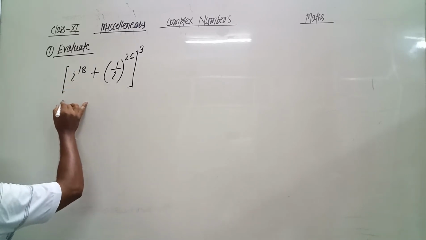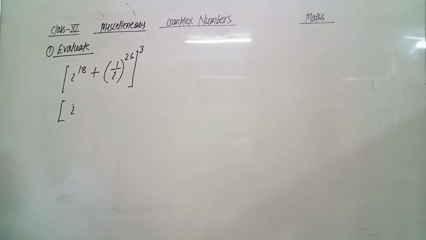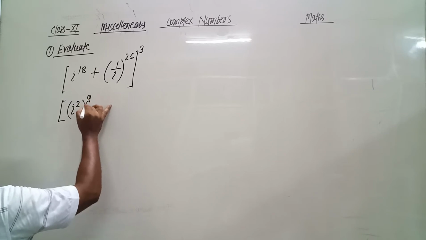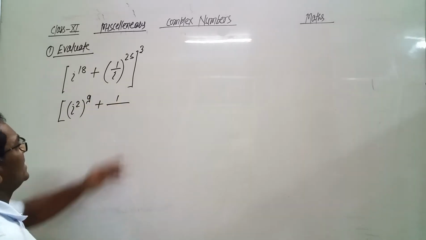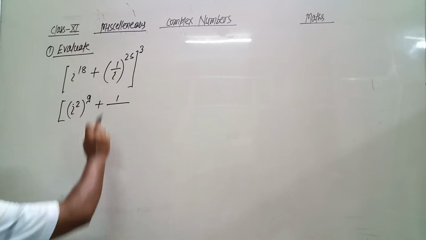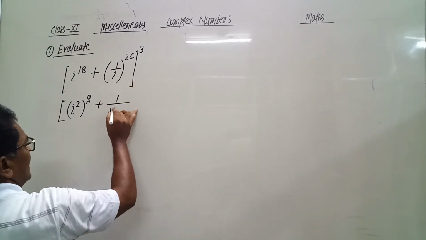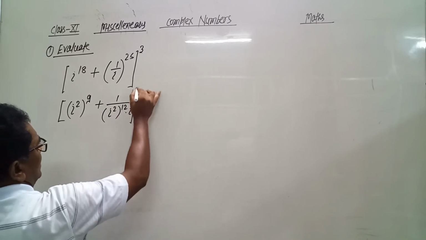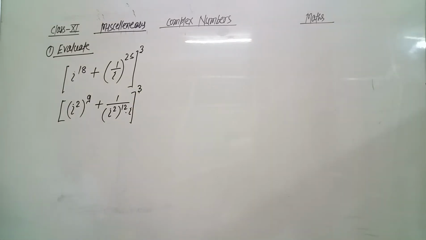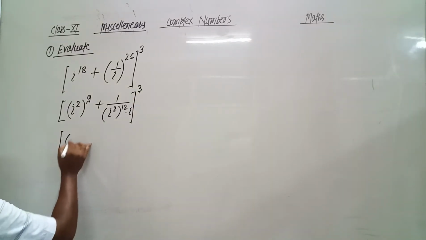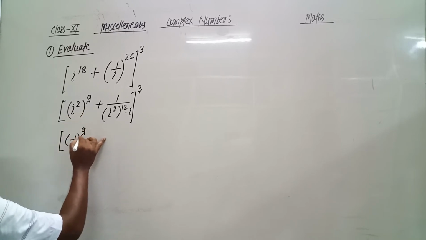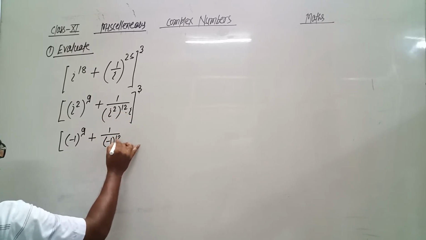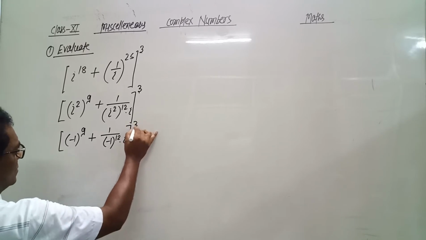So we can write i^18 as (i^2)^9, plus 1 upon i^25, which can be written as (i^2)^12 into i, and the whole raised to the power 3. Now the value of i^2 is minus 1, so we get ((-1)^9 + 1/((-1)^12 · i))^3.